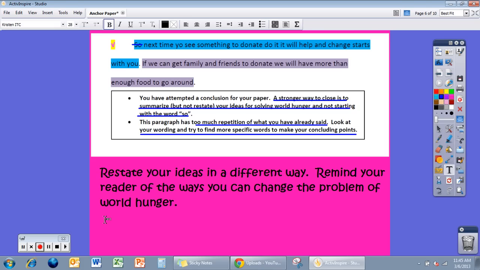The other thing you can do in your conclusion is go back to your introduction. This one had a quote. Go back to the quote. So as Mahatma Gandhi said, be the change you want to see. By doing these things, I could be the change and eliminate world hunger. So that's something that you could do that would really make for a strong conclusion.